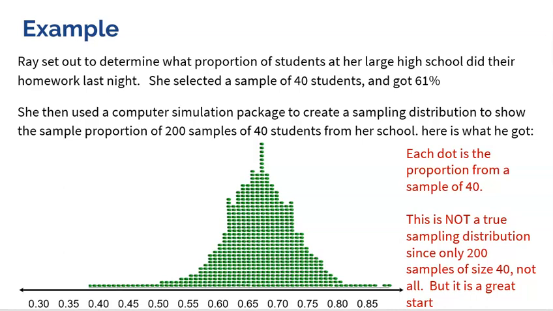Okay, so she sampled 40 kids and 61% did their homework. But she wanted to think about what all other possible samples could look like. I mean, she only did one sample. There's thousands of other samples out there of 40 students.